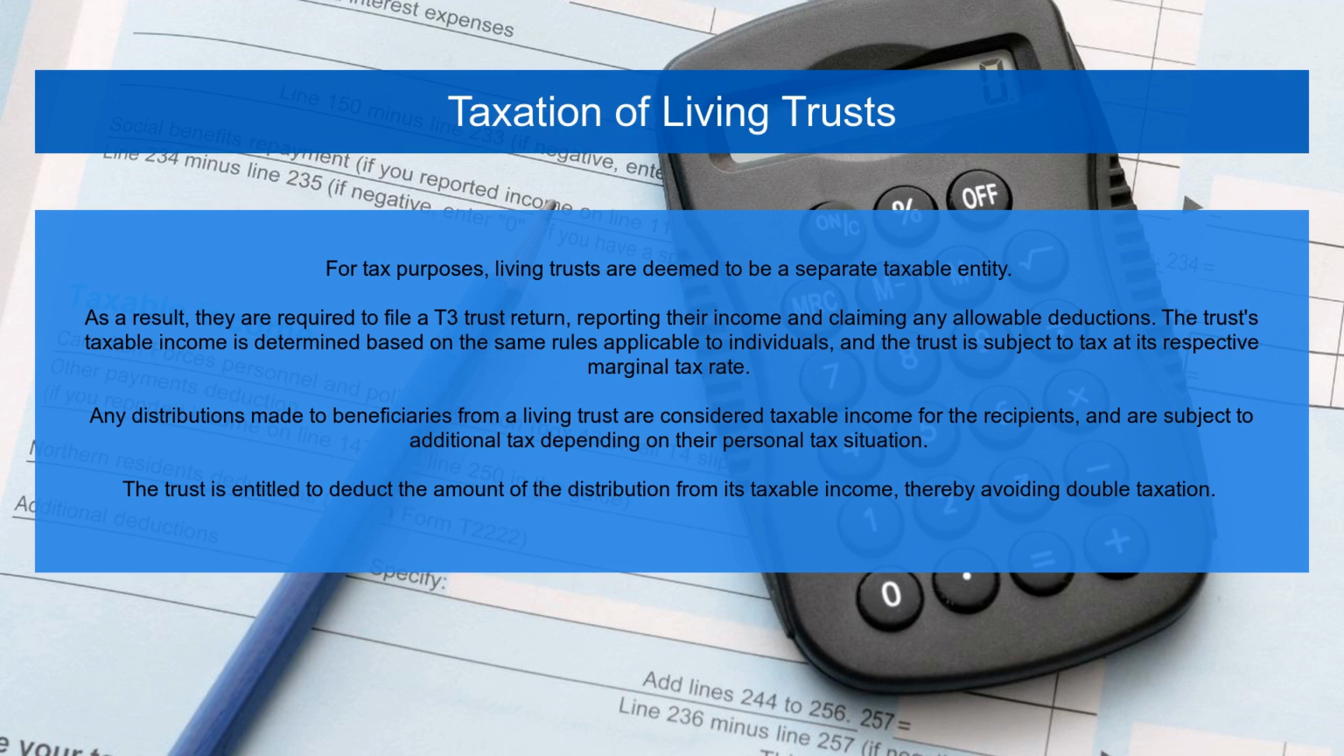Any distributions made to beneficiaries from a living trust are considered taxable income for the recipients, and are subject to additional tax depending on their personal tax situation. The trust is entitled to deduct the amount of the distribution from its taxable income, thereby avoiding double taxation.